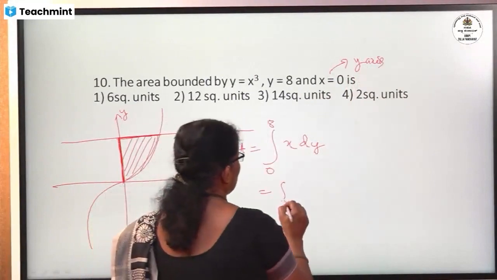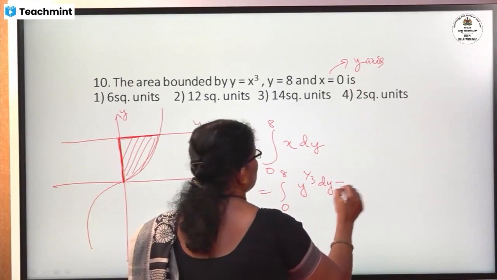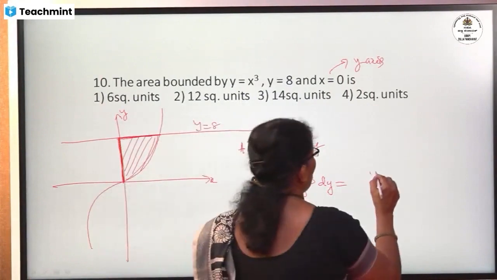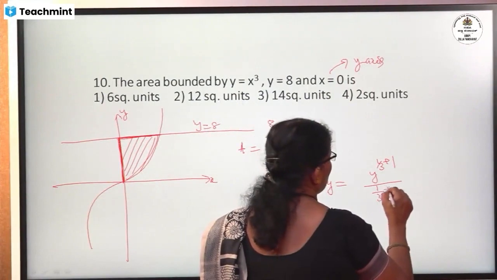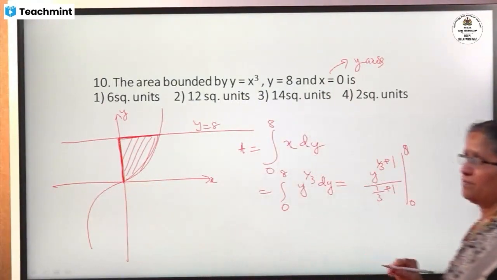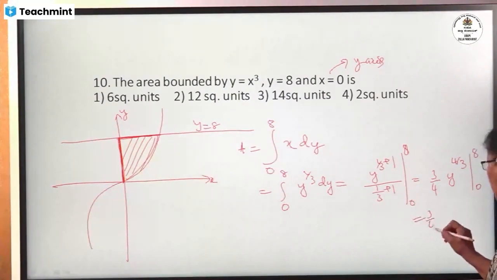What is x now from the equation? Y power 1 by 3. And what is integral of y power 1 by 3? Y power 1 by 3 plus 1, 1 by 3 plus 1. From where to where? 0 to 8. So 1 by 3 plus 1 will be what? 4 by 3. This becomes 3 by 4. Y power 4 by 3, 0 to 8. For 0, anyway, it will be 0.